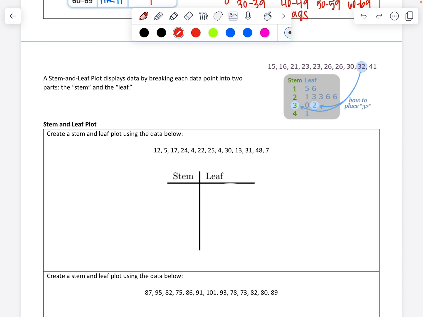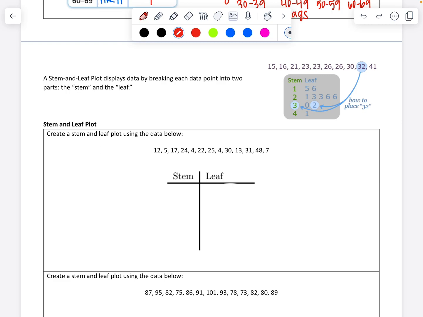So on this, the stem basically represents the tens place. Okay, so it shows you this 32, they put the 3 in the stem, and then the 2 was the leaf. Okay. So they took the tens place and put it in the stem, and then the rest of the numbers would be the leaf. Okay, so even though it's broken apart like this, that 3 and that 2 represents 32. Okay, it's just another way to show and display data.